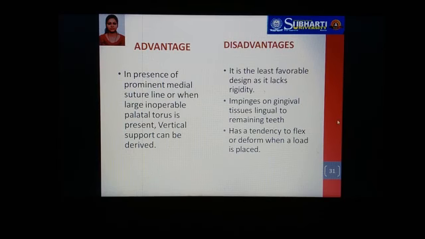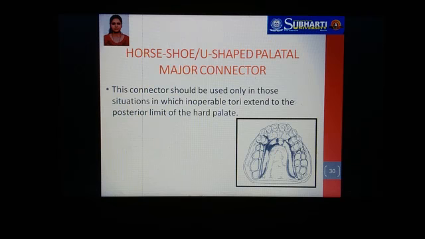So you can see in the design, the prosthesis is extending on the lingual surface of the teeth. So it can hinder the soft tissue and impinge on it. That is why it is not very advisable to give this type of major connector.